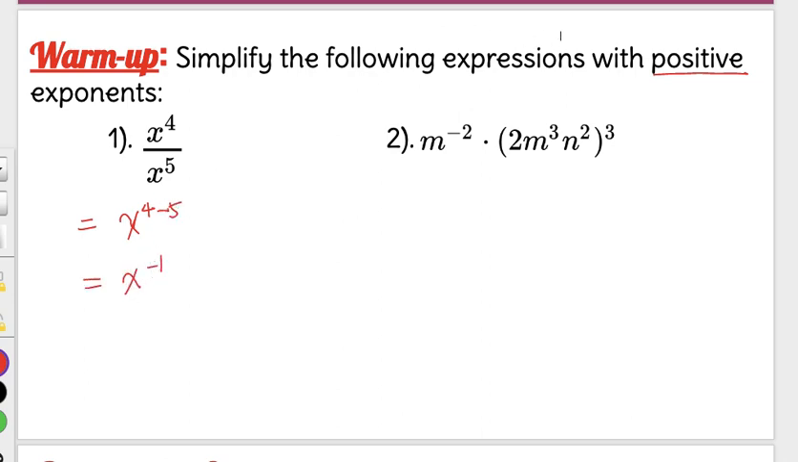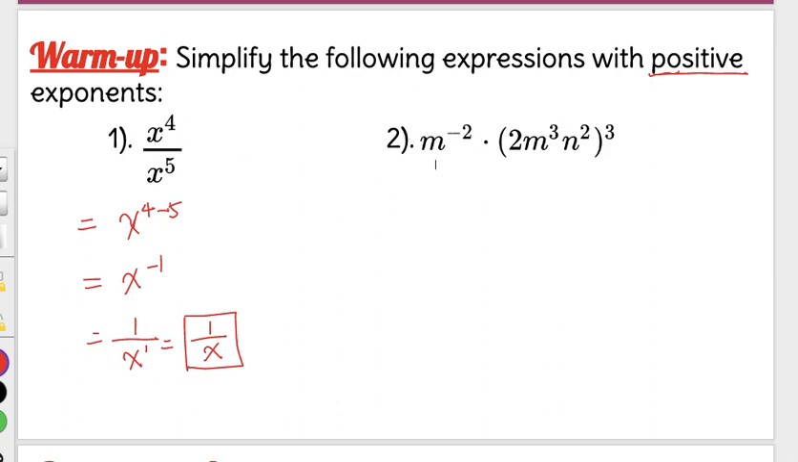But since we need to keep the answer as a positive exponent, we are going to rewrite this based on the definition. Whenever we have a negative exponent, we can always convert it to 1 over. This one is x to the -1, so it's 1 over x to the first, or we can simply write this as 1 over x. Okay, so this one reviews the rule: when we divide powers, we subtract exponents.